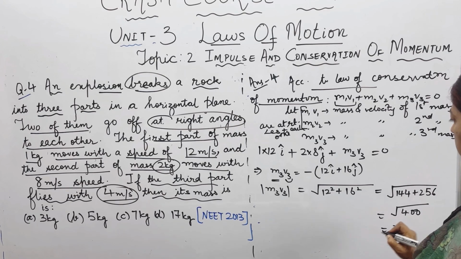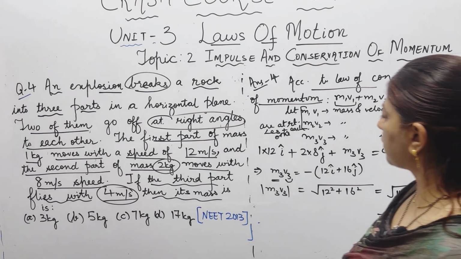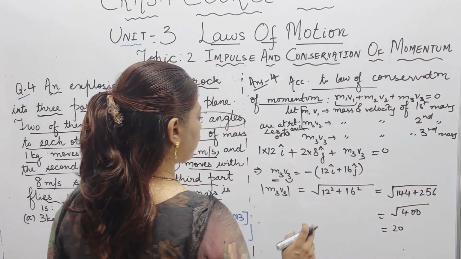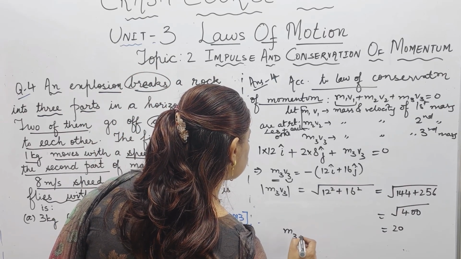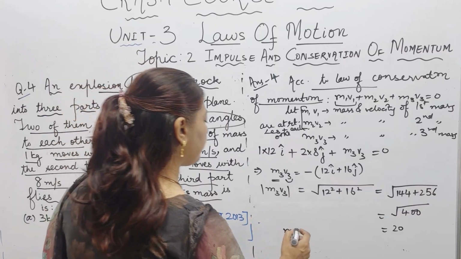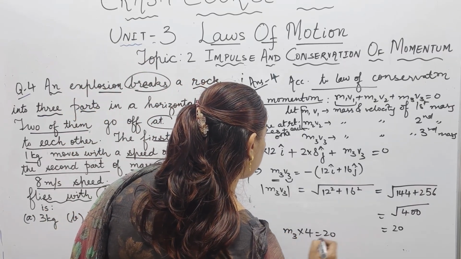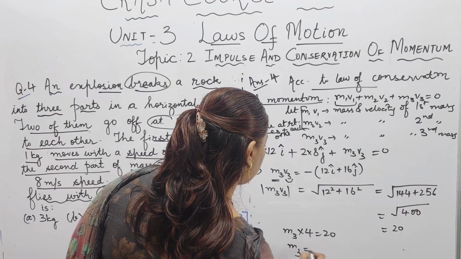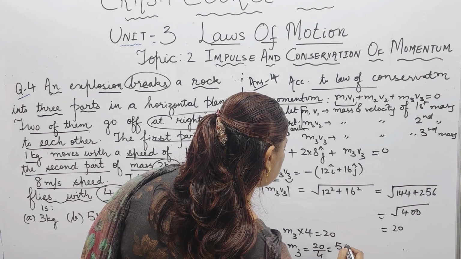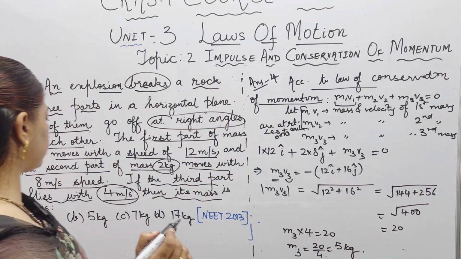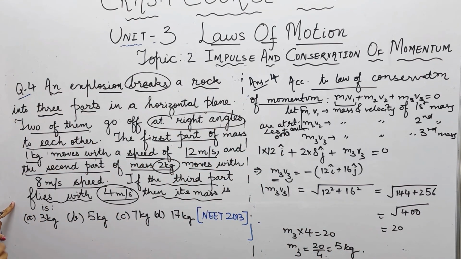square root of 400, that is 20. The momentum of the third part is 20, and from here, v3 is given to us as 4, so m3 times 4 is equal to 20, or m3 is equal to 20 by 4, which is 5. So the mass of this body comes out to 5 kg. If we look at the options, option B goes with it. So the answer for the fourth is option B, 5 kg.